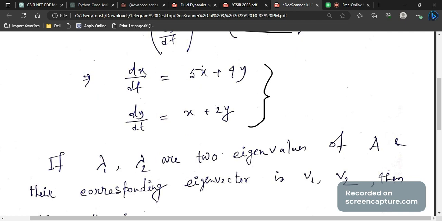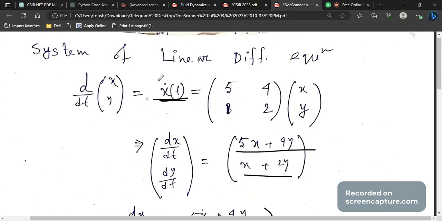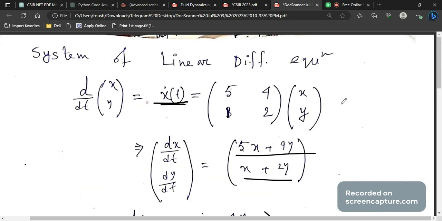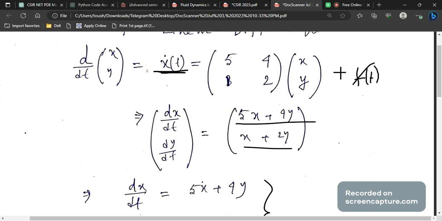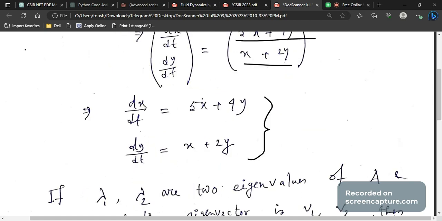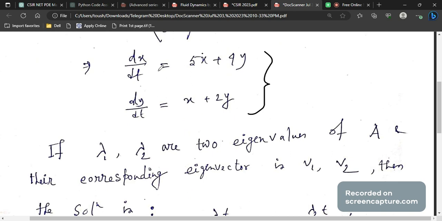Also homogeneous in the sense, since we are writing x dot(t) equal to A into x. Somewhere you will get an equation looking like x dot equal to Ax plus some other function. Then that will not be homogeneous, that will be a non-homogeneous linear differential equation. But this is not the case here. Here your case is a homogeneous linear differential equation. Now let's see. So this is your differential equation.